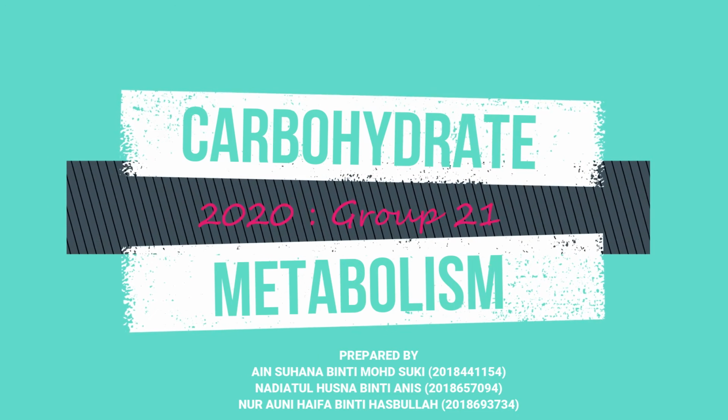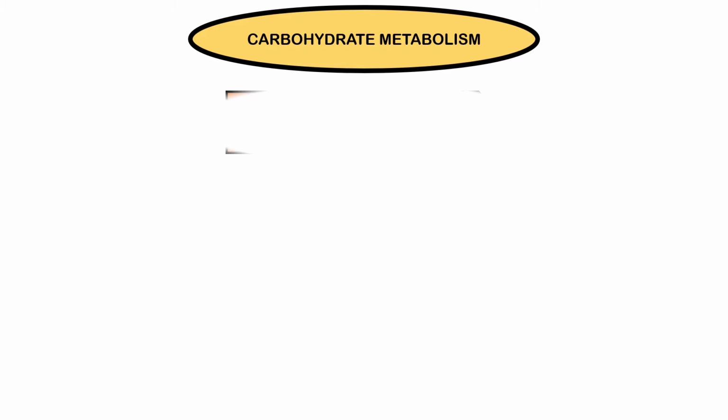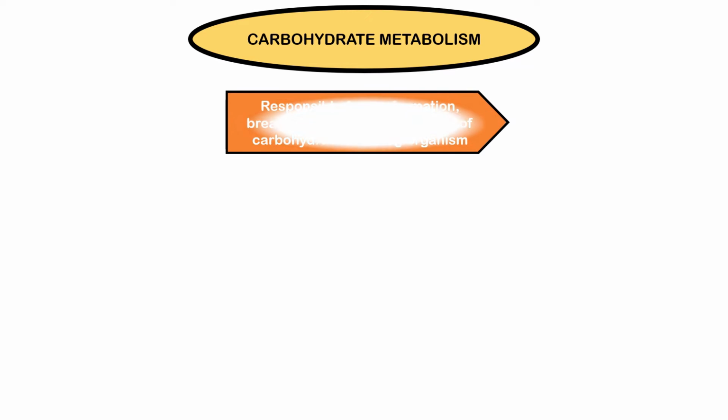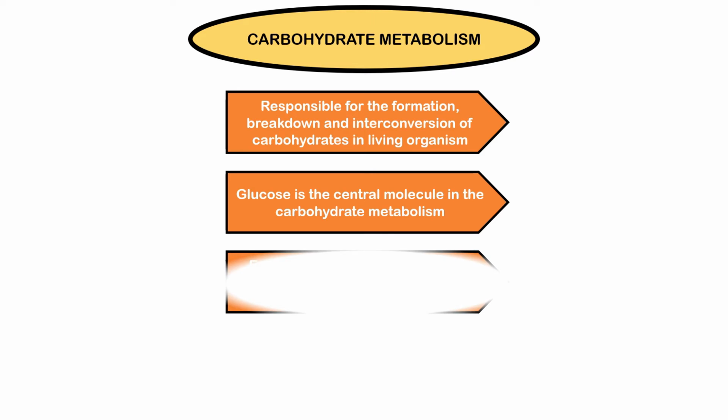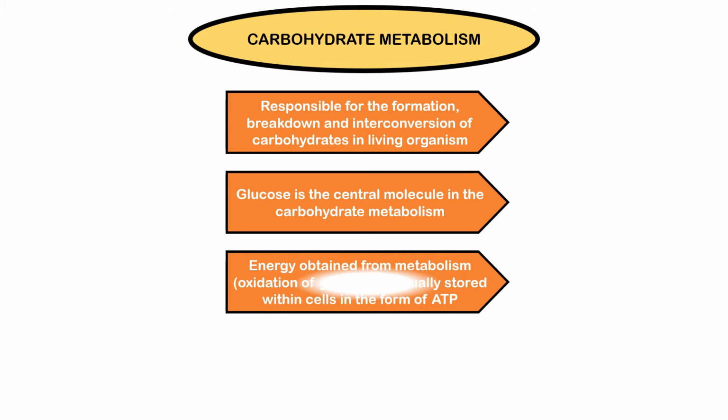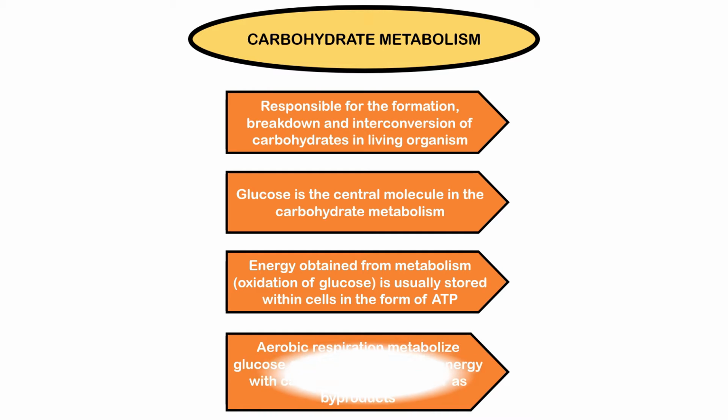What is carbohydrate metabolism? Carbohydrate metabolism denotes the various biochemical processes that are responsible for the formation, breakdown, and interconversions of carbohydrate in living organisms. Glucose, which is a simple sugar monosaccharide, is a central molecule in carbohydrate metabolism. Energy obtained from the oxidation of glucose is usually stored within cells in the form of ATP. Organisms capable of aerobic respiration metabolize glucose and oxygen to release energy, with carbon dioxide and water as byproducts.